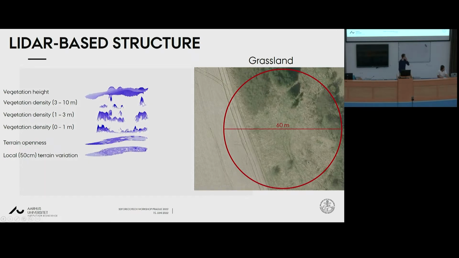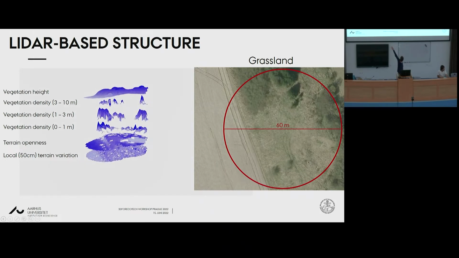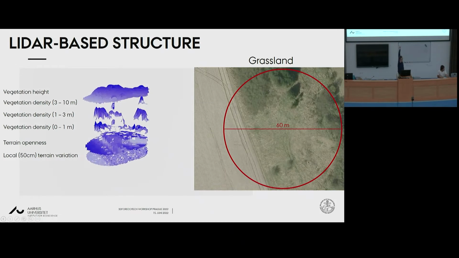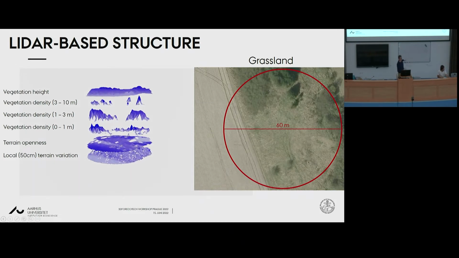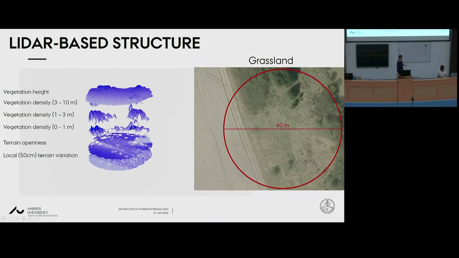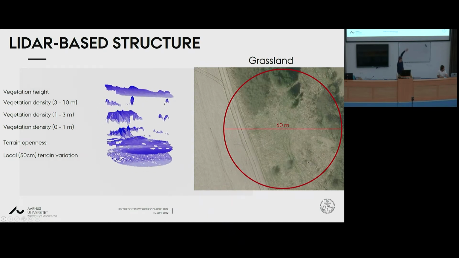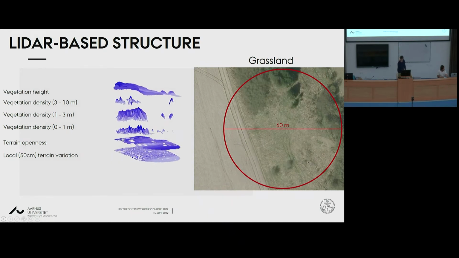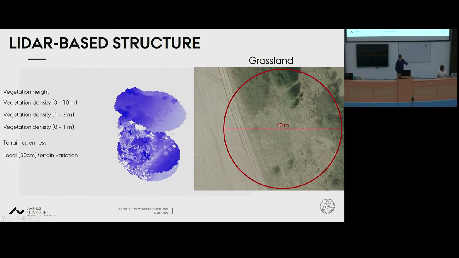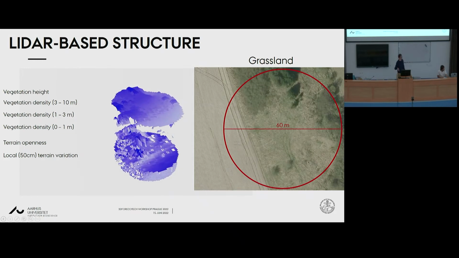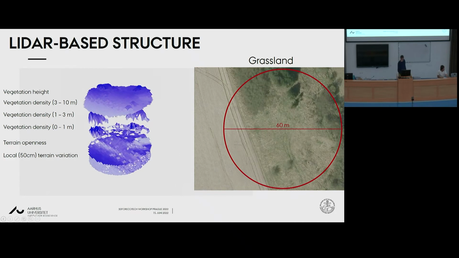yeah. So what you can see here is the field really. The lowermost one is a local terrain variation measure, and you can really see the field over there. You can see the sharp delimitation between the very homogeneous terrain of the field and the more heterogeneous terrain of the natural area. You can also see the terrain openness. You can see a little hill starting there. You can see that marked also in that variable, and you can see the vegetation density in 3 different layers, and you can also see the vegetation height. You can see the trees that you see in the image as well.